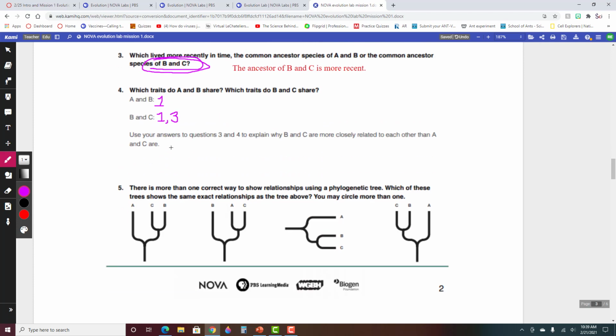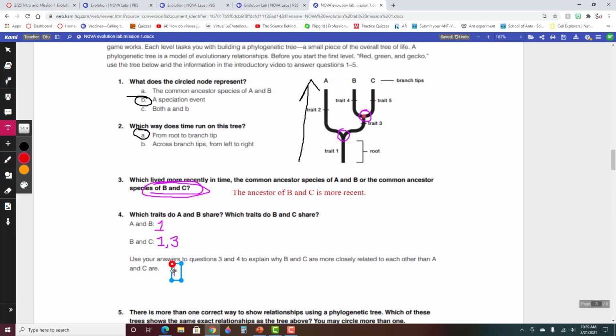Use your answers for question 3 and 4 and explain why B and C are more closely related to each other than A and C are. And so, they are more recently related. So there's less evolutionary history separating them. And they share more traits in common. They share 2 traits, whereas A and B only share 1 trait.